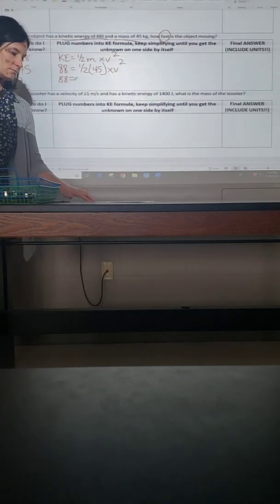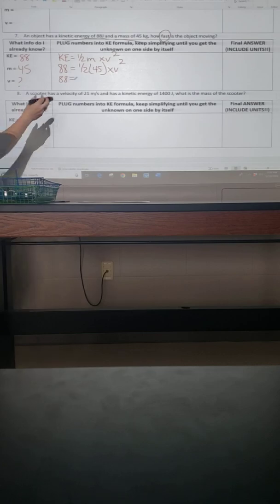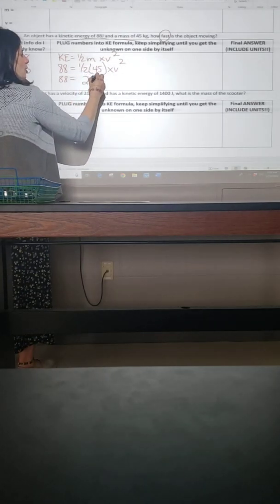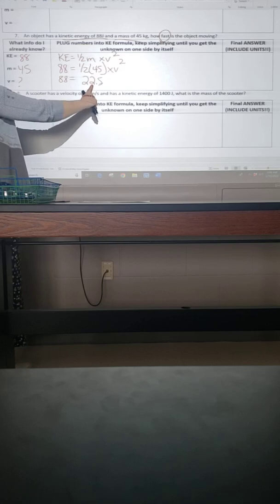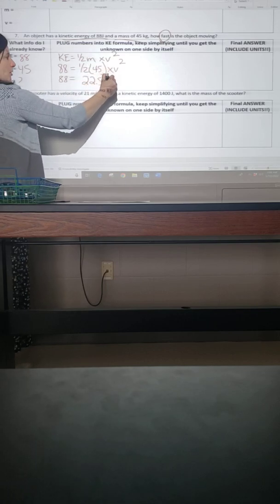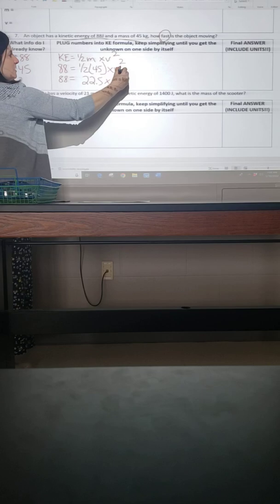What is 1/2 of 45? And we can leave it to the 10th, that's fine. Audrey? 22.5. So I simplify finding 1/2 of 45 and I put that answer down below. I have to bring my multiplication down and I bring my v squared down.